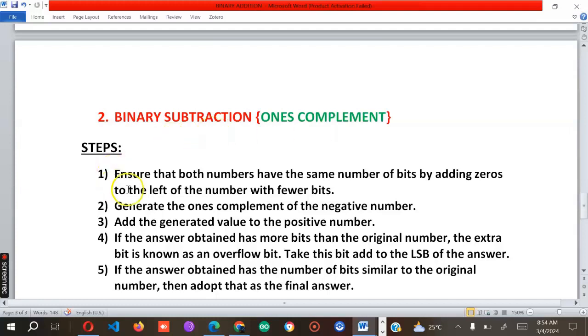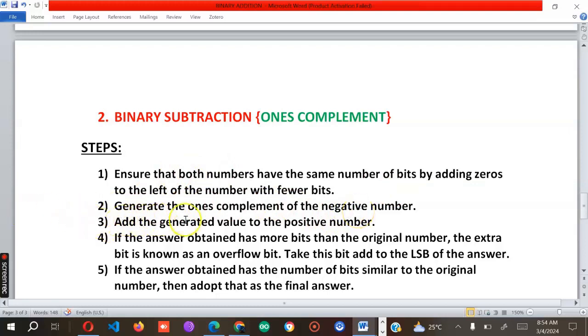So these are the steps. Step number 1, you need to ensure that both numbers have the same number of bits by adding zeros to the left of the number with fewer bits. I hope that's clear. Then step number 2, you generate a one's complement of the negative number.